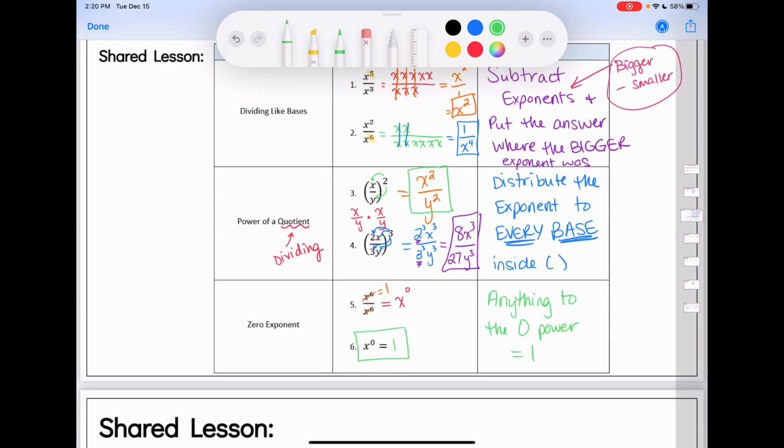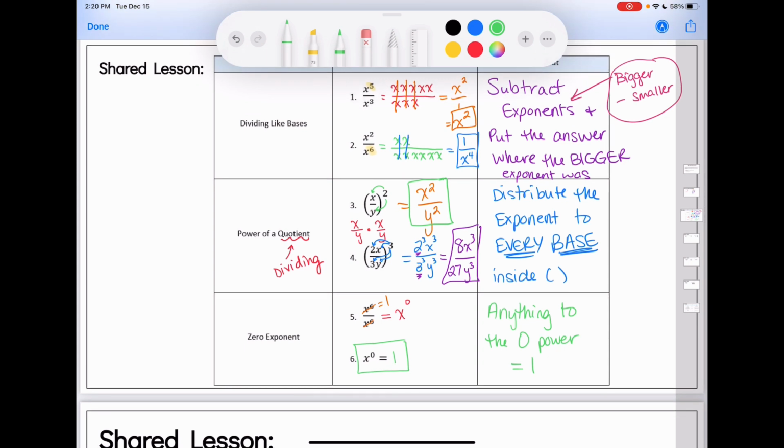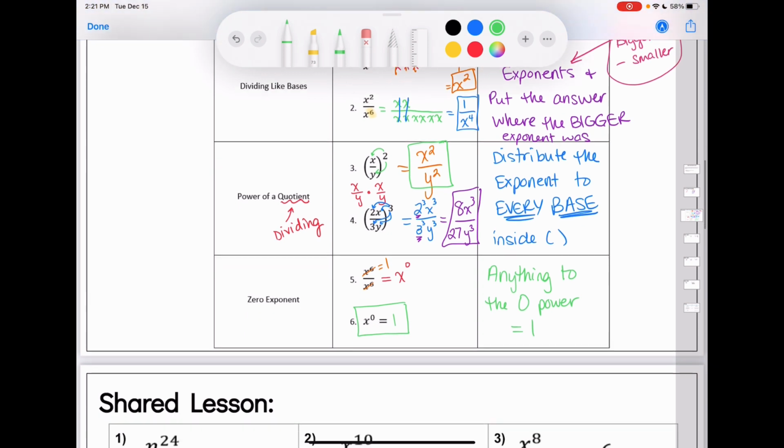Okay, so those are our 3 new exponent properties. When I'm dividing like bases, I subtract my exponents, bigger minus smaller, and then I put my answer wherever the larger exponent was. When I have power of a quotient, just like power of a product, when I have that exponent outside of parentheses, if I have multiplying or dividing on the inside, I distribute that exponent to every single base inside those parentheses. Just watch, some of them might be on the bottom of the fraction now. And then the last one is whenever I have a 0 exponent, anything to the 0 power will equal 1.